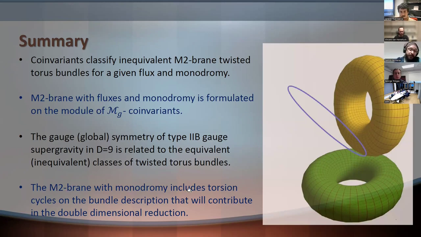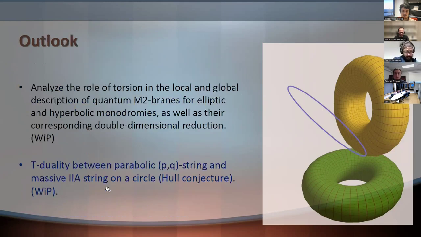And the M2 brane with monodromy includes torsion cycles on the bundle description. I didn't mention that, but for all monodromies, the torsion cycles are on the fiber of the bundle, which is basically the torus of the target space, where you are wrapping the M2 brane, okay? And they will contribute to the strings in the double dimensional reduction because you will have membranes wrapping torsion cycles, okay? So, as future work, we would like to analyze the role of torsion in the local and global description of these quantum M2 branes for elliptic and hyperbolic monodromies, as well as their corresponding double dimensional reductions.